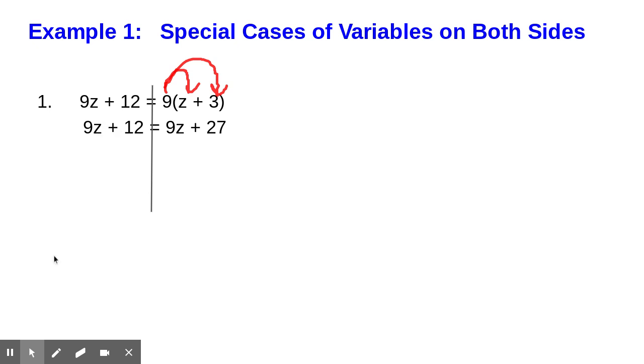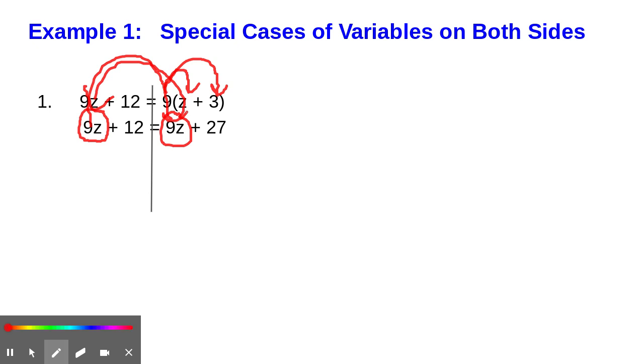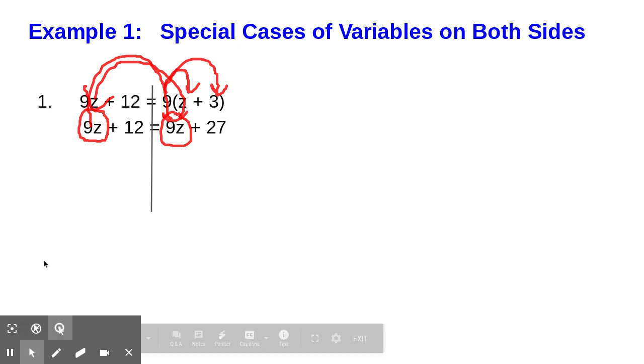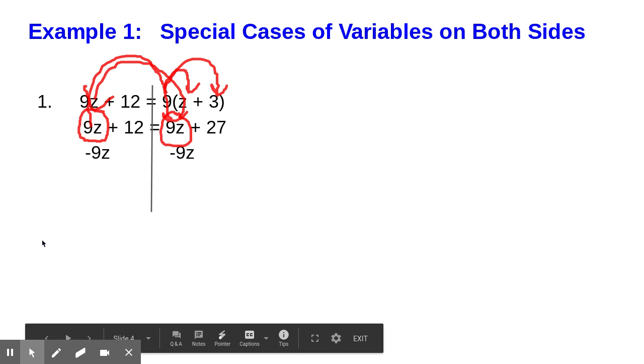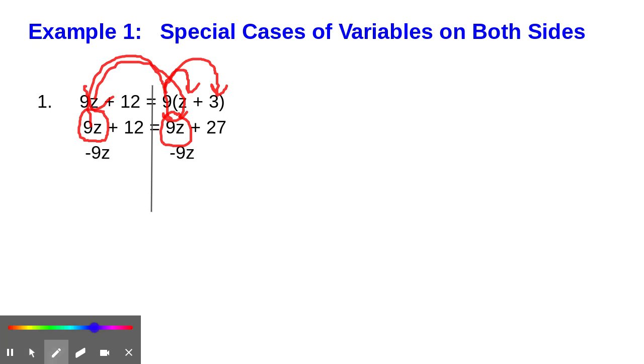I can't combine anything. But now this is my baby bear, mama bear step. Now this is a special case. I have 9z and I have a 9z on the right side. As you can see, the baby bear and the mama bear are the same. So should I take the 9z from the right over to the left side, or take the 9z from the left to the right? Honestly, guys, it doesn't matter, because whether you take 9z to the left or to the right, they're going to cross out. As you can see here, the 9z and the 9z cross out on the left and on the right.